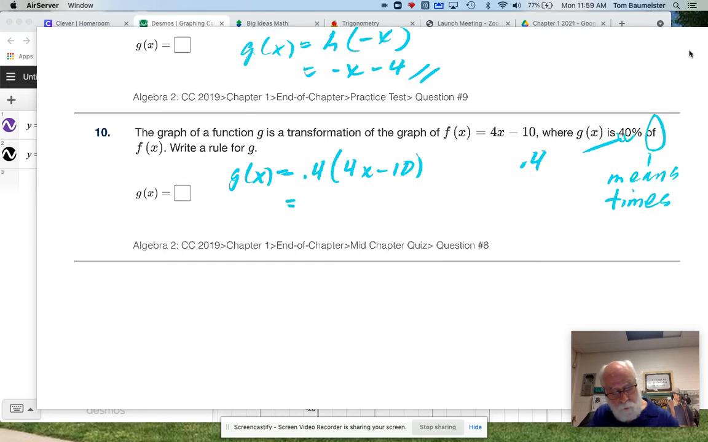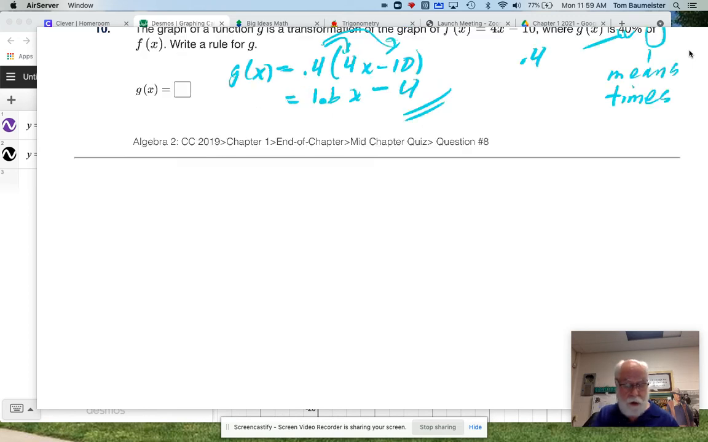And when I distribute that 4/10 through the parentheses, I'll get 1.6x minus 4. That'll be our answer for that one.